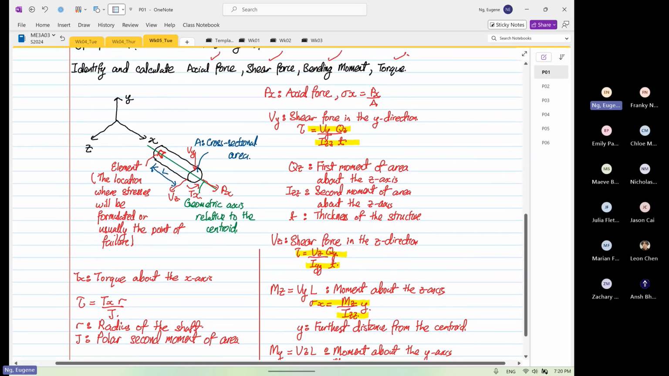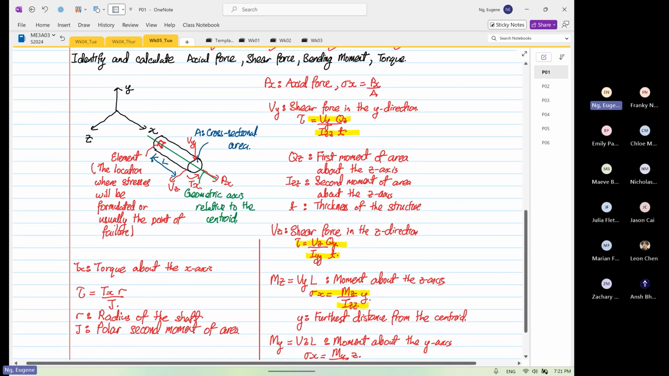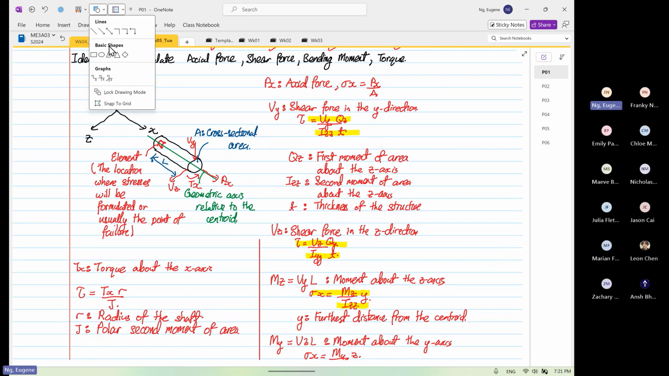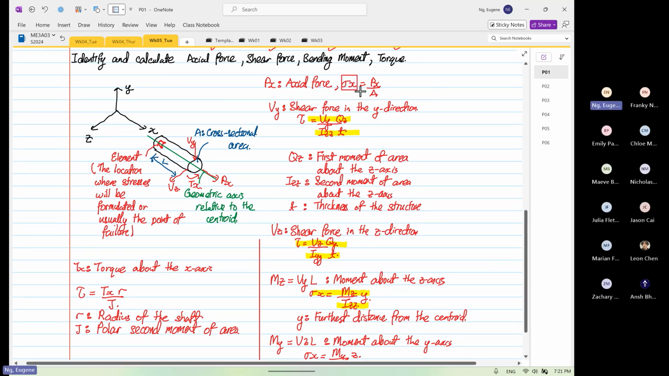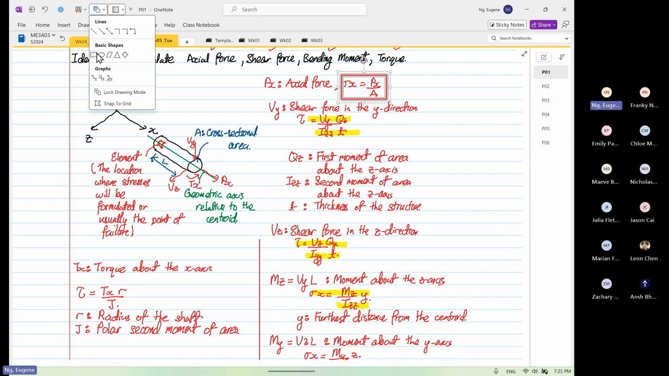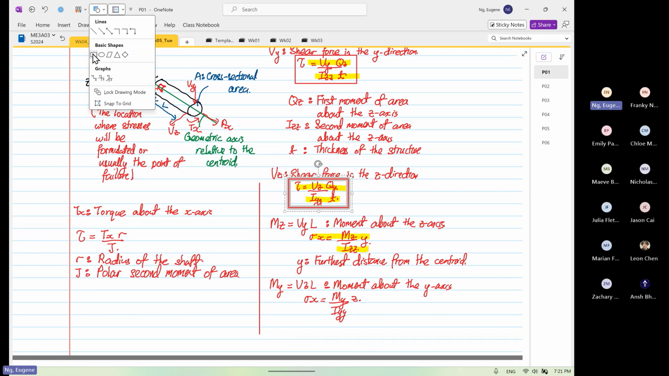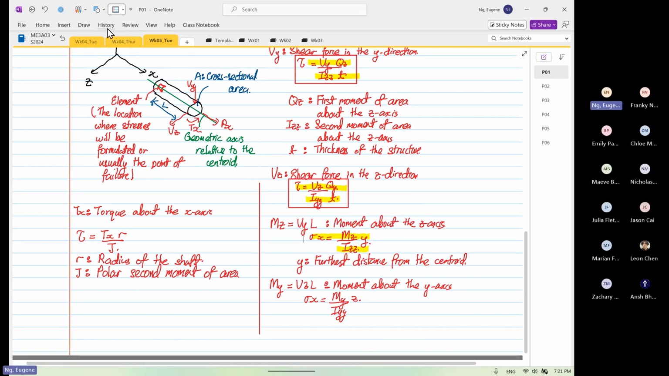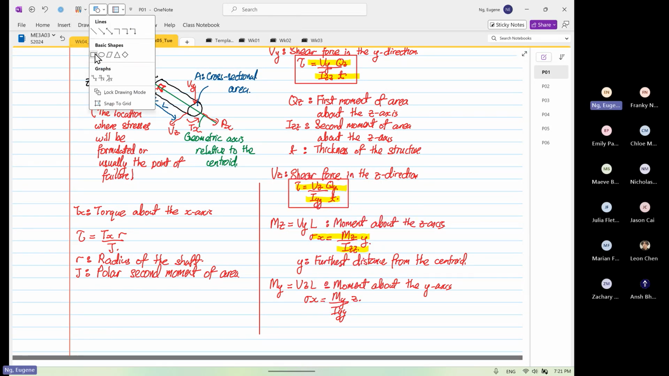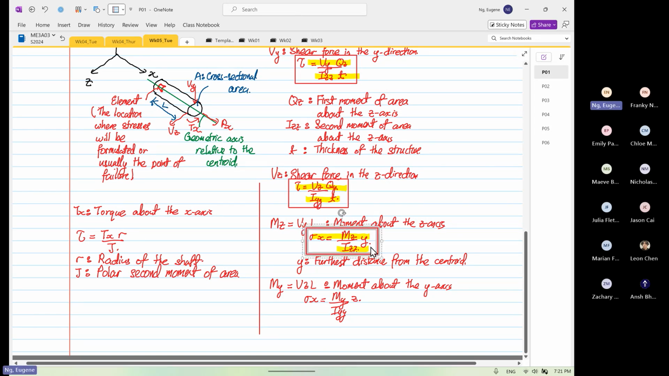Okay, given axial load, what is the formula to use, right? If it's axial load, these are the formulas that you will use. Okay, so the respective formulas are all here, right? Shear force in the y direction, shear force in the z direction, right? And then we have moment about the z-axis, and then moment about the y-axis, and then finally we have torque. Okay.